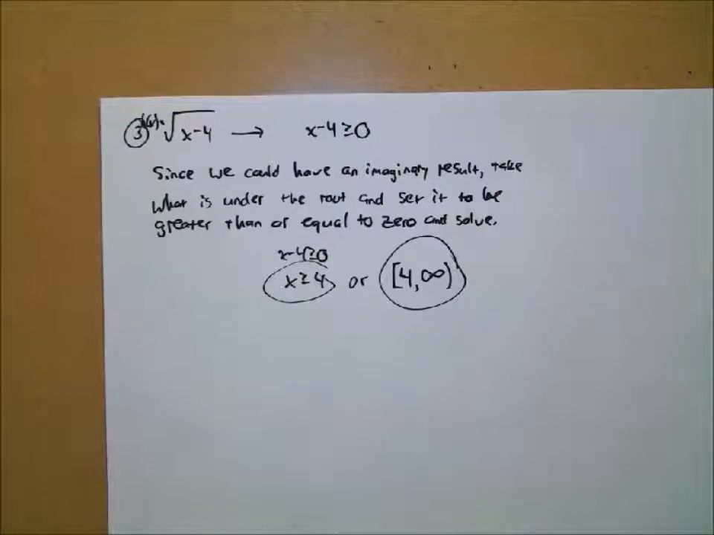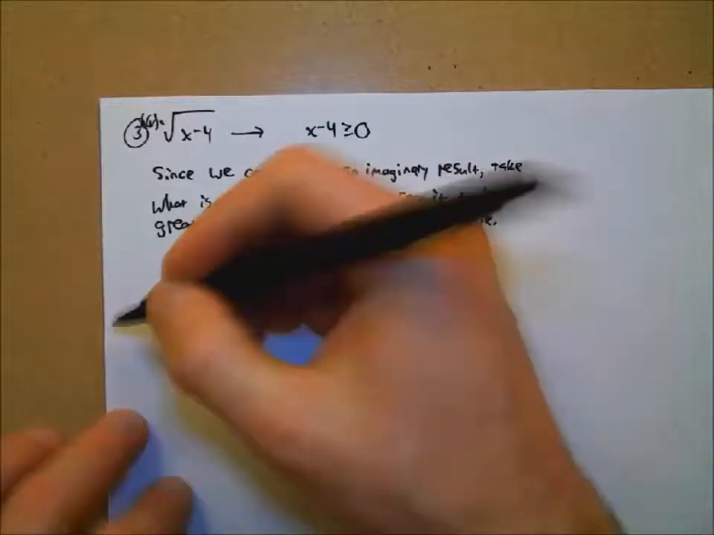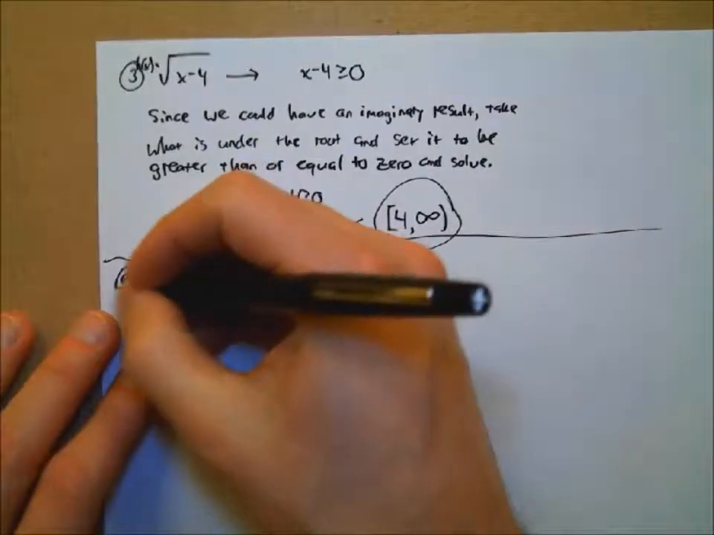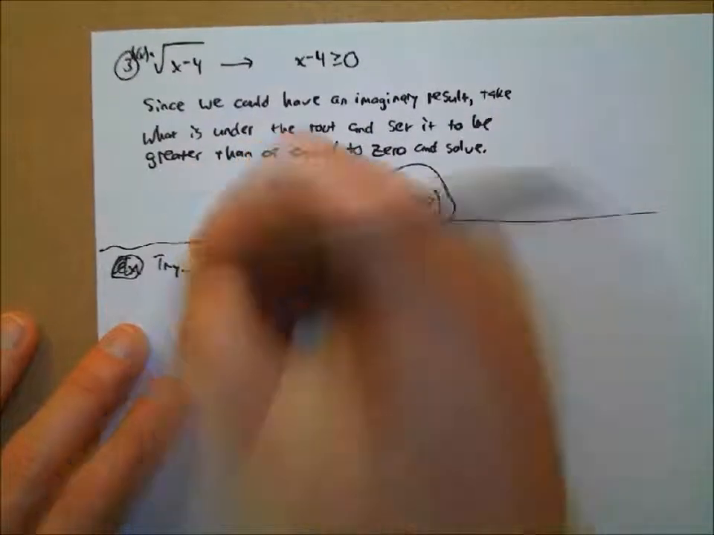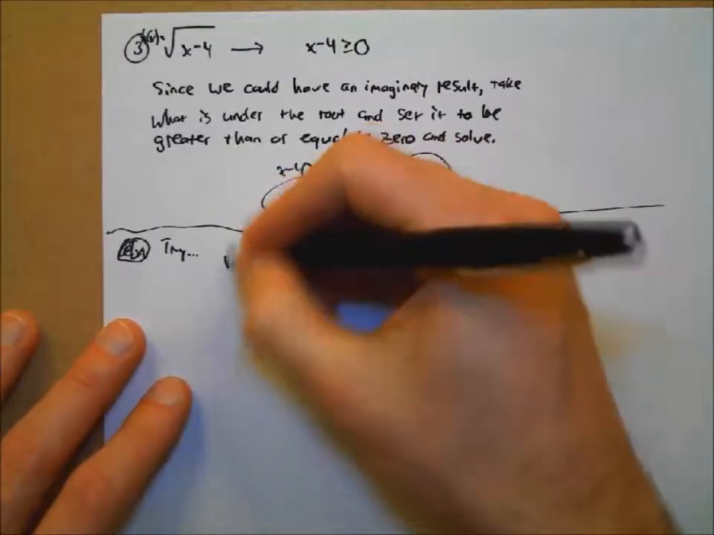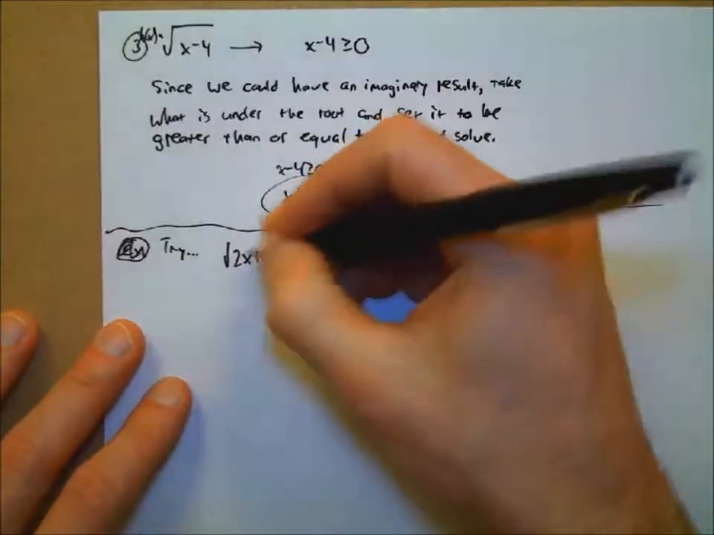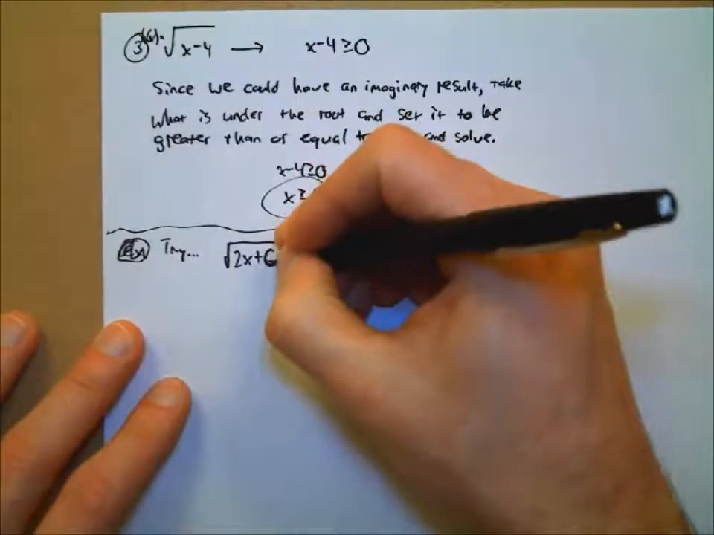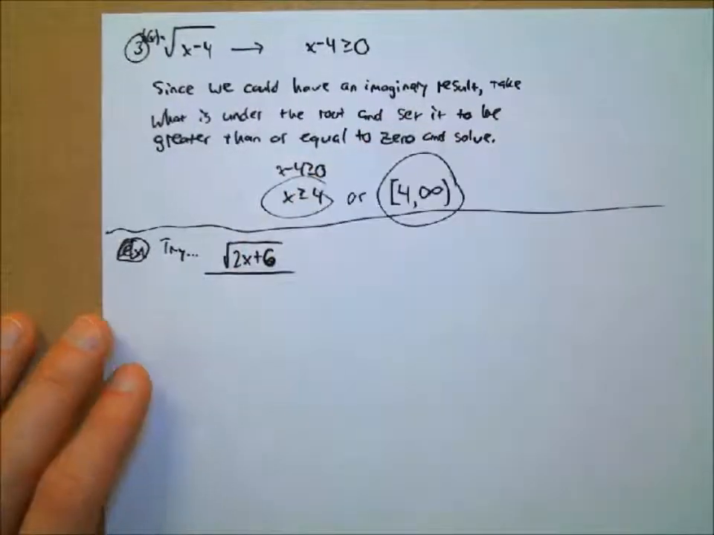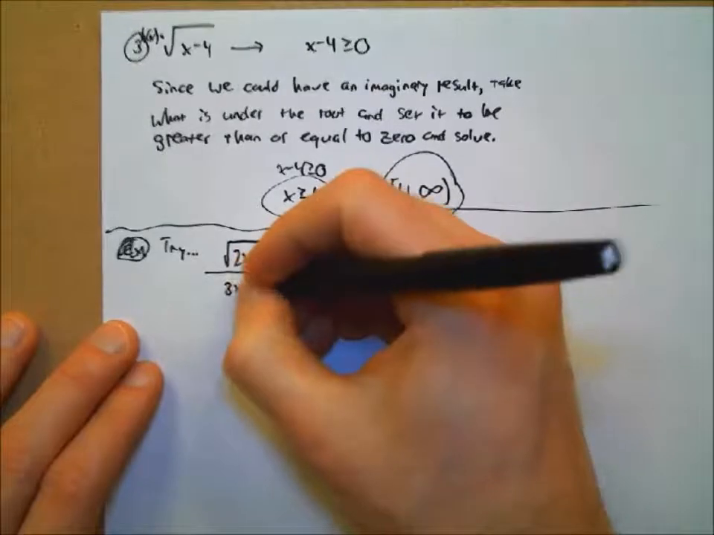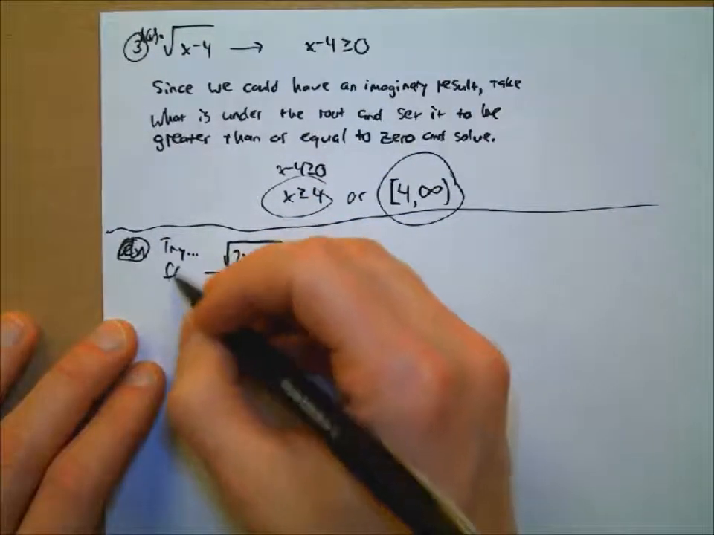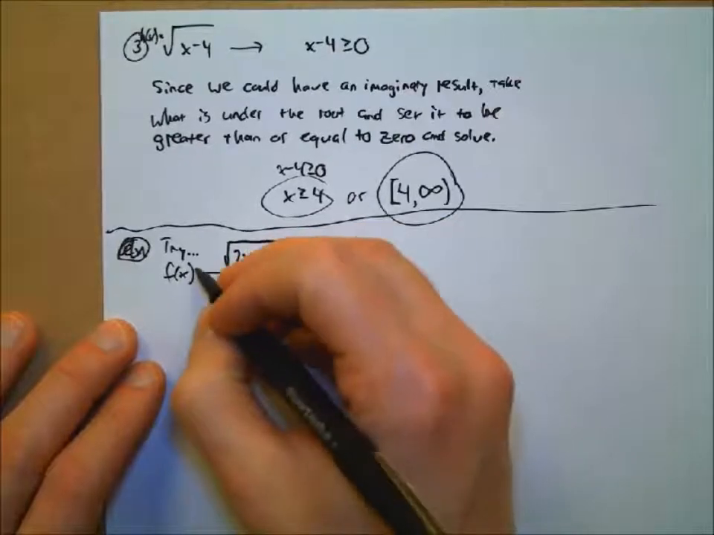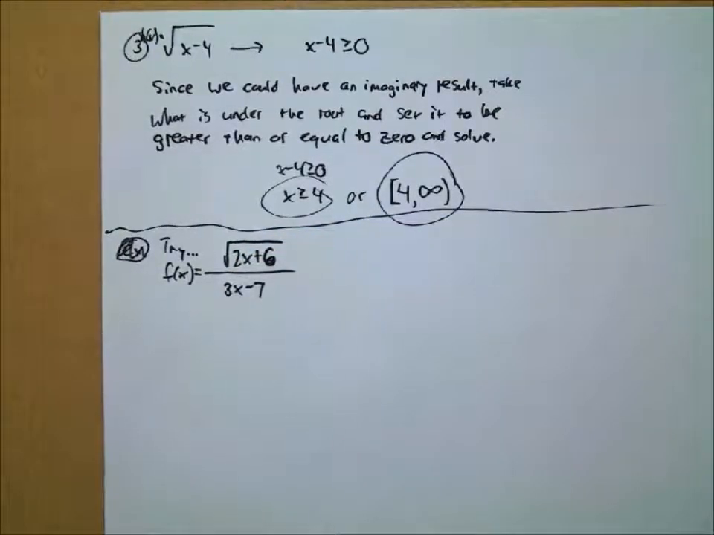Okay, so there's that. All right, so here's one for you to try: the square root of 2x plus 6, over 3x minus 7. I'll call this f of x again. What is the domain of f?